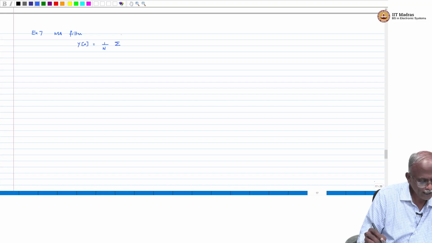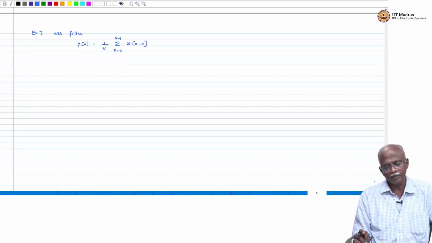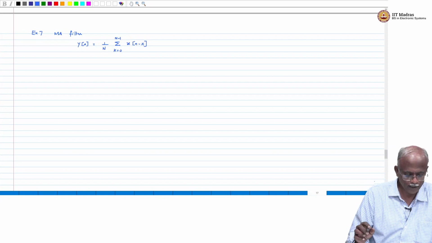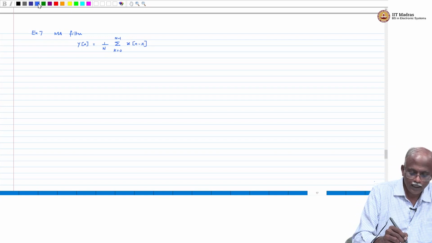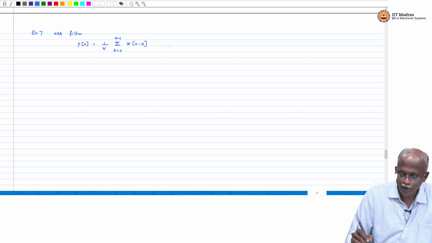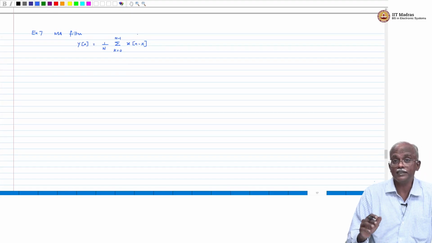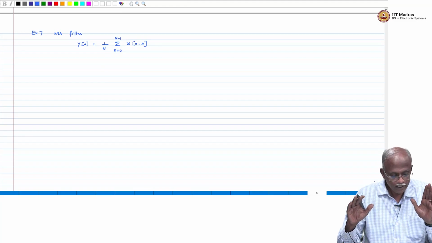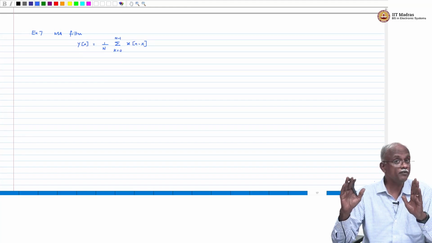I am averaging over N samples. The last N samples are averaged, k equal to 0 through N minus 1, x of n minus k. Okay, this is a filter that we know how to implement. Now, if I were to ask you to implement this equation as a linear constant coefficient difference equation.